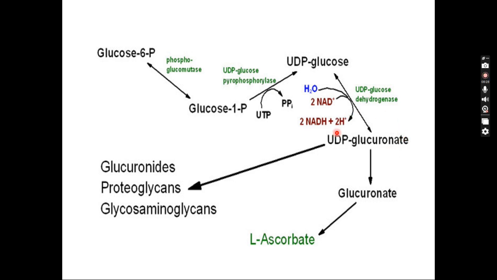Okay, this is the compound that we are going to look at. From this compound we go on and have the glucuronate, where the UDP is removed, and this will go on and produce the L-ascorbate, which is the precursor of ascorbic acid, which is vitamin C.